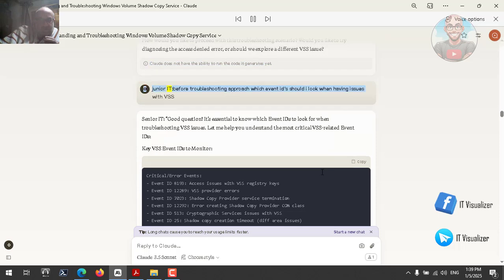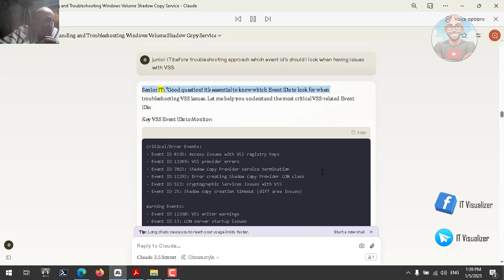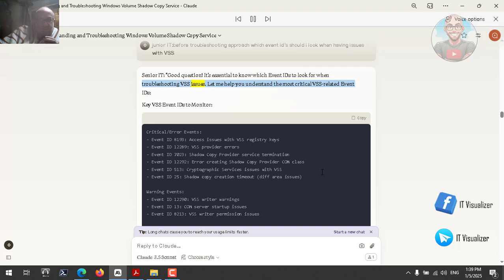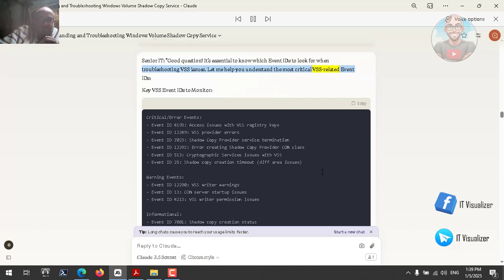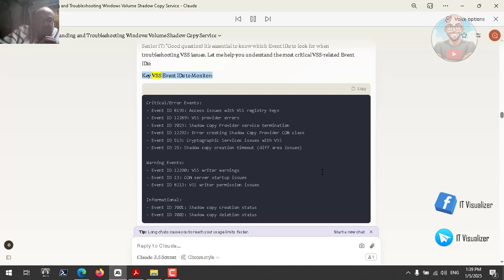Junior IT. Before the troubleshooting approach, which event IDs should I look at when having issues with VSS? Senior IT. Good question. It's essential to know which event IDs to look for when troubleshooting VSS issues. Let me help you understand the most critical VSS-related event IDs. Key VSS event IDs to monitor.